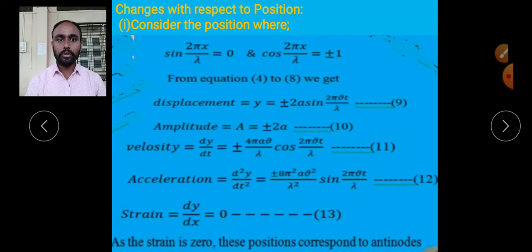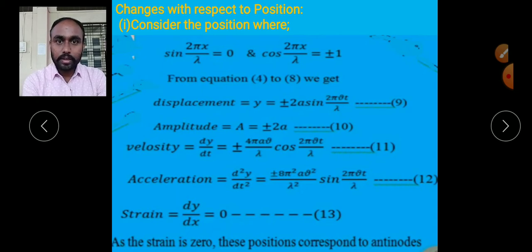Strain is 0, that means compression is 0. Look at equations 9 to 12. Equation 9: resultant displacement, that is maximum, amplitude is maximum, velocity is maximum, acceleration is maximum, but only one thing is minimum, and that is what? Strain. Strain is 0. At what point is strain 0?